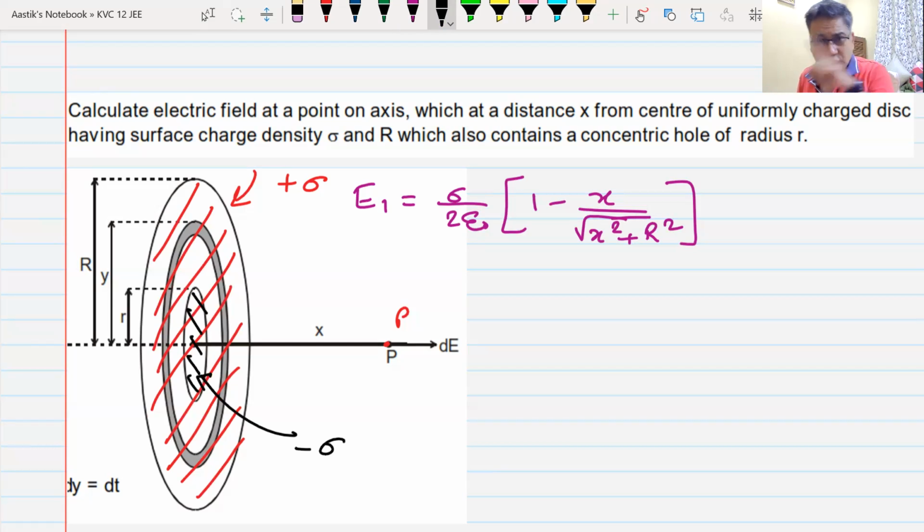Now the original electric field, as you know, is going in this direction, because it is the electric field produced by a positive charge. Do you understand this? Understood, sir. So this negative disk will create an electric field in the opposite direction. And what will be the value? Now it is again a full disk. What is the electric field created by the second disk? Tell me.